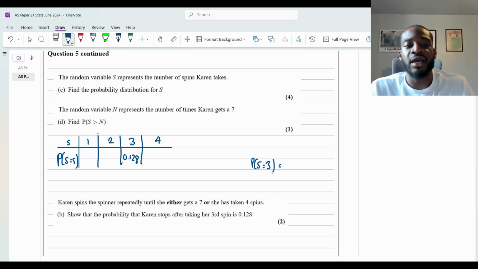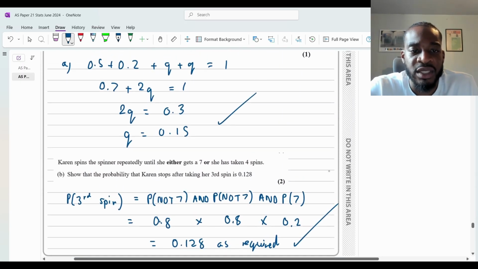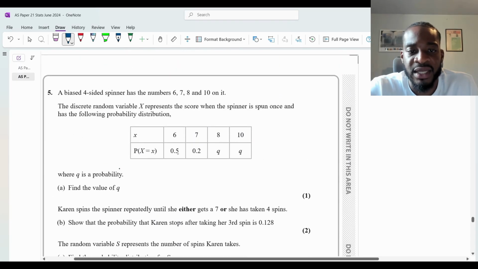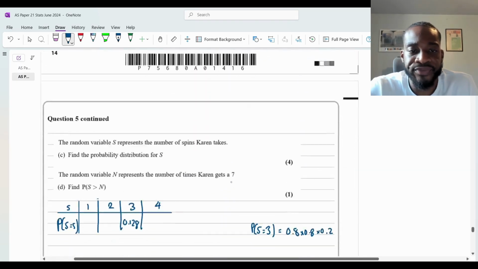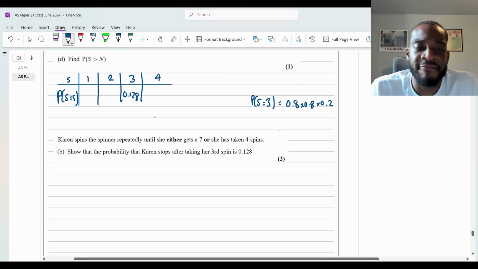How does that happen logically? She must miss a 7 on the first and second go, which would mean that it's going to be 0.8 times 0.8. And then she must get the 7 on the third go, which is 0.2. Just to remember what we did here, not 7 was 0.8, not 7 0.8, 7 was 0.2, right? Just based on this probability table here. So, continuing, what do we have?